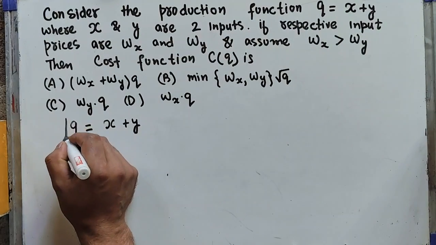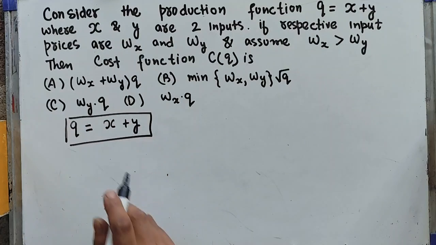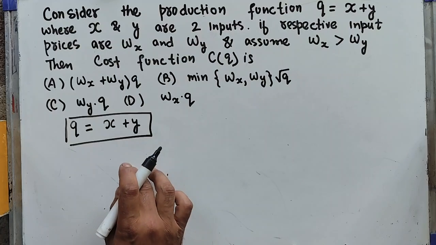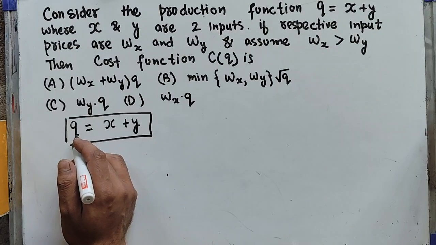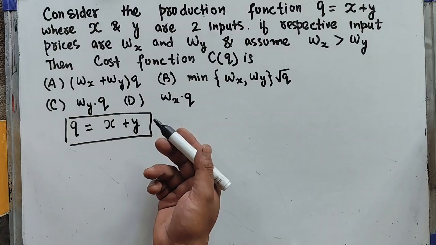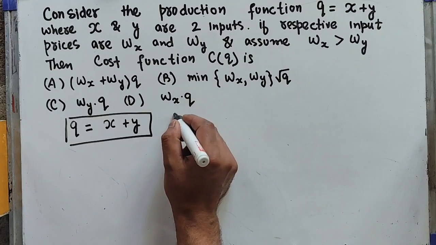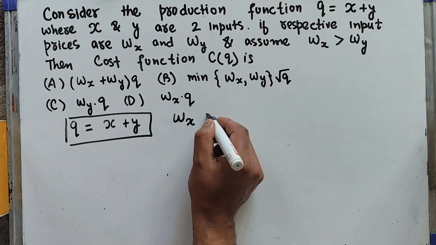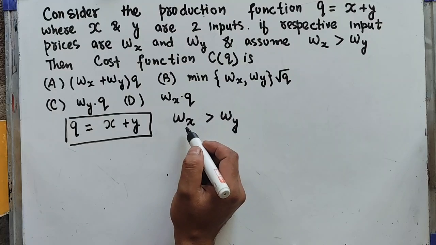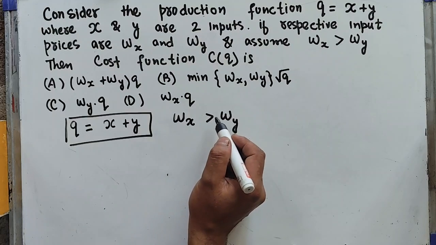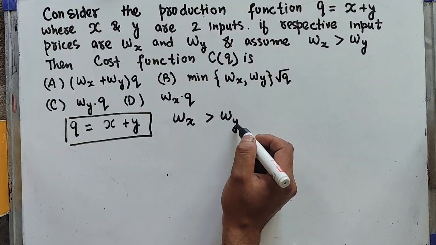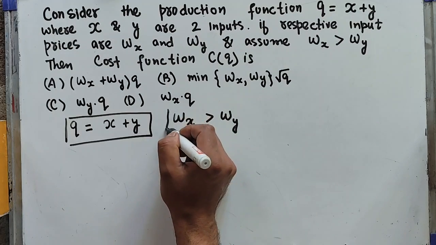Given this perfect substitute production function, our endeavor is to minimize the cost of production. That means for the output Q that the firm should produce, it can use that very input which is cheaper. We are being told that Wx is greater than Wy. Now what does this tell us? That means input factor X is more expensive than input factor Y. That means Y input is cheaper than X input.